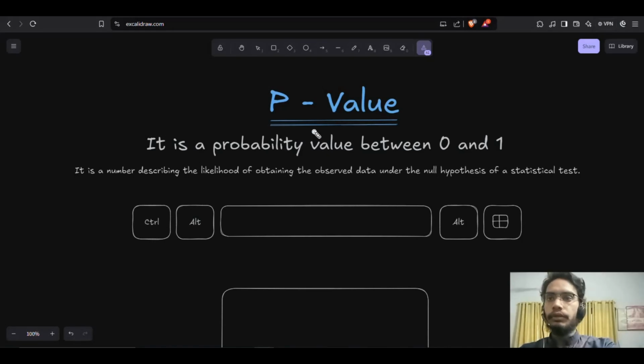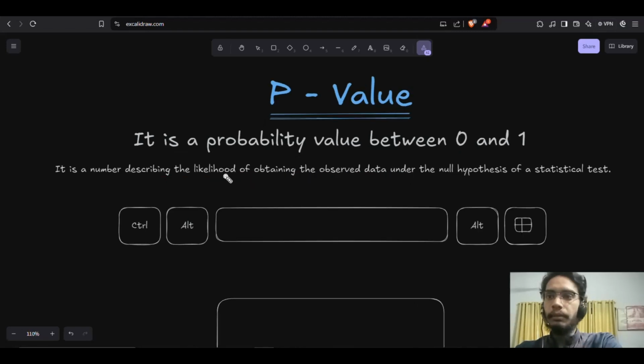All right, so in this session, we will see what is the p-value. What is a p-value? In simple words, it is a probability value between 0 and 1. We all know probability is between 0 and 1, right? So it is a number describing the likelihood of obtaining the observed data under the null hypothesis of a statistical test.